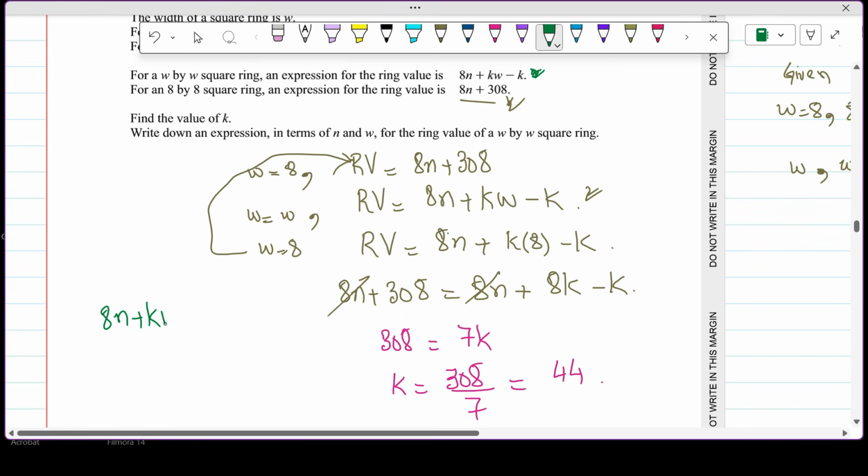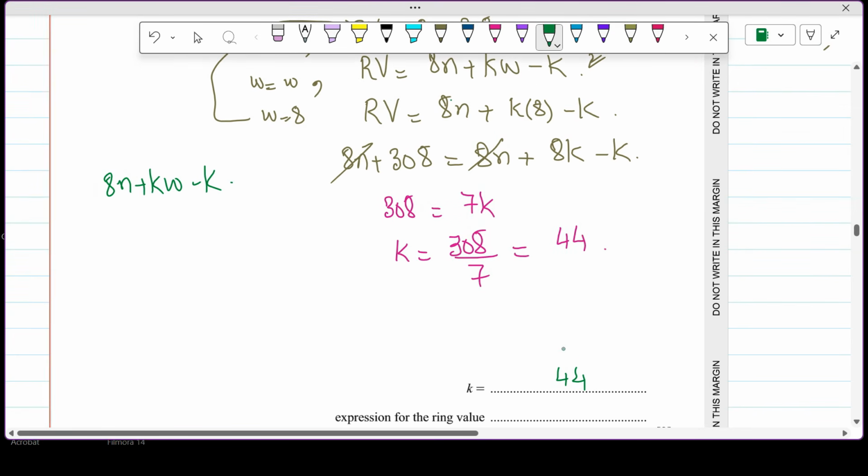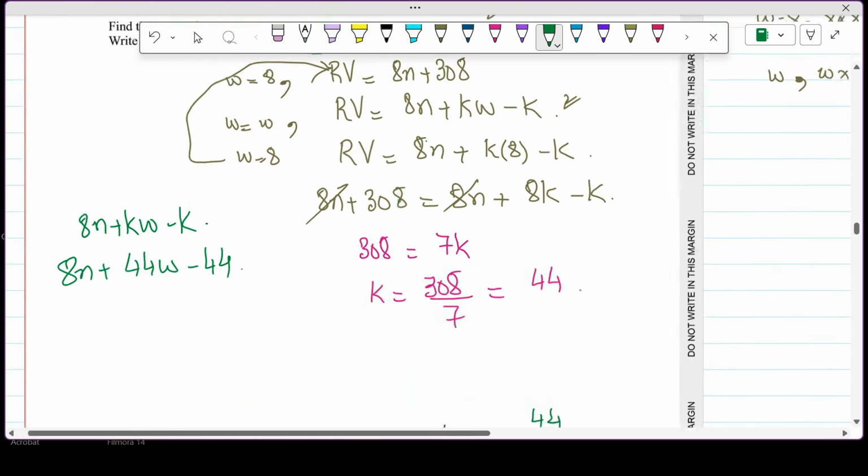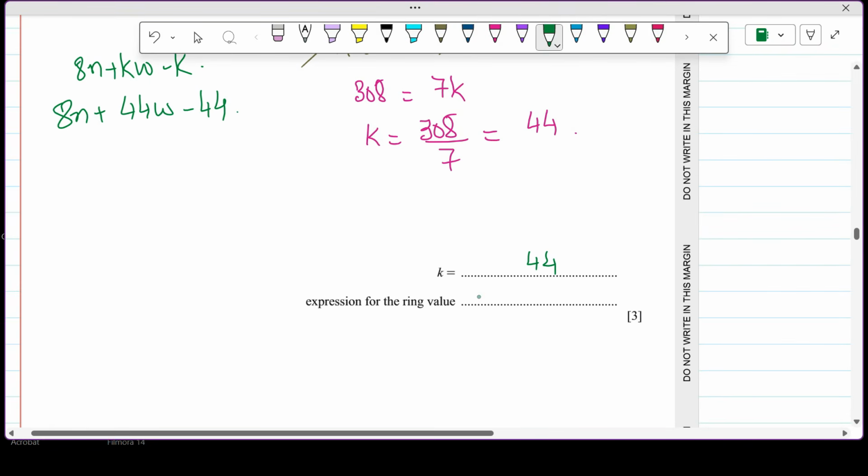8N plus KW minus K. When we plug K equals 44, we will have 8N plus 44W minus 44. This is a generalized expression in terms of N and W for the ring value. So the ring value in terms of N and W is 8N plus 44W minus 44.